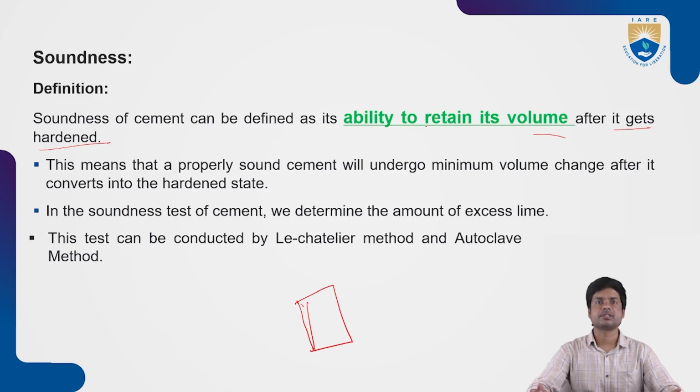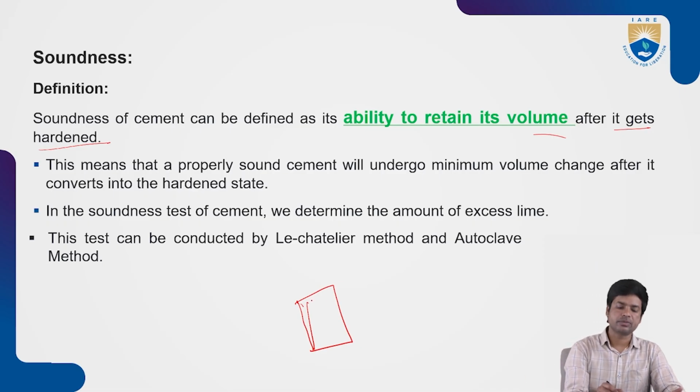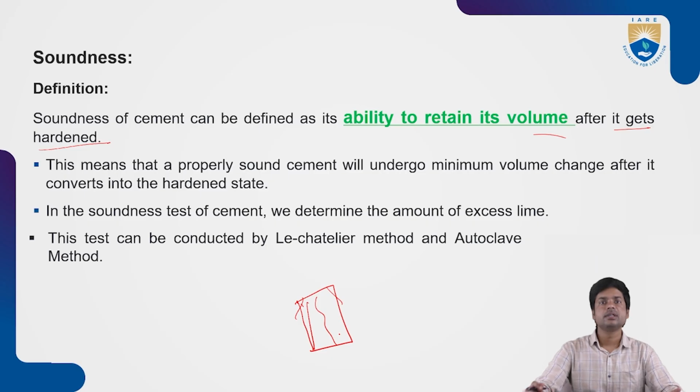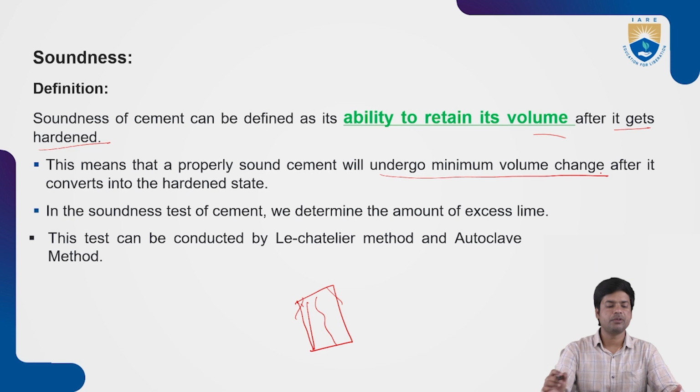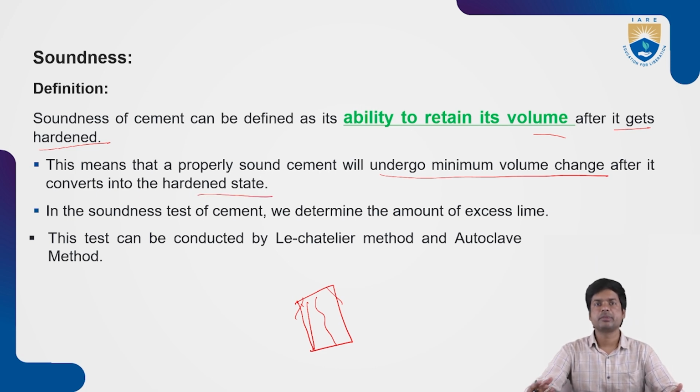If the cement you are using is not changing its volume, and we are not getting any changes in volume or cracks, then that is called good quality cement, that means sound cement. A properly sound cement will undergo minimum volume change after it converts into the hardened state. When you prepare the cement paste by mixing with water, after hardening the volume change will be very little. So that is called a sound cement.